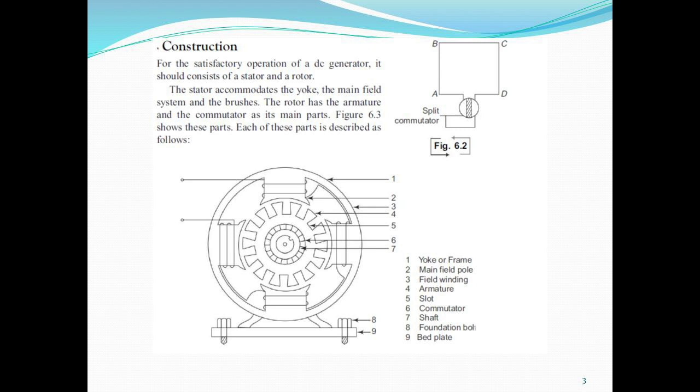Construction. For satisfactory operation, a DC generator should consist of a stator and a rotor. The stator accommodates the yoke, the main field system and the brushes. The rotor has the armature and the commutator as its main parts. Figure 6.3 shows these parts. Each of these parts is described as follows.